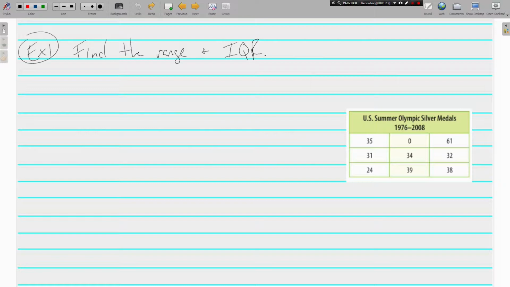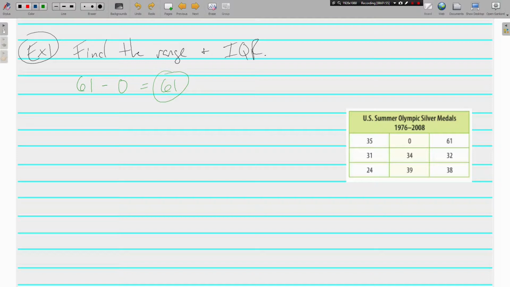All right. So here we're told to find the range and the interquartile range of these U.S. Summer Olympic silver medals from 1976 to 2008. Well, first thing, range. We know our greatest value here is 61 minus our smallest value, which is 0. So our data here has a range of 61. Okay, no big deal. Now let's talk about the interquartile range.